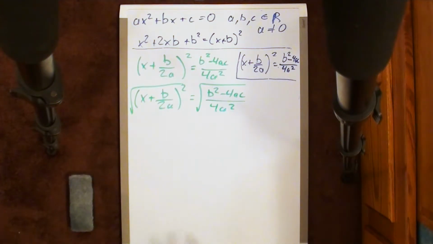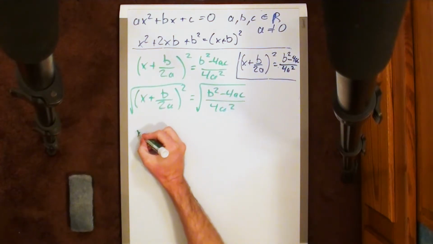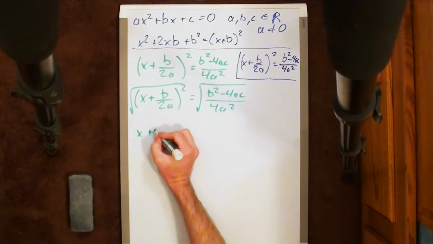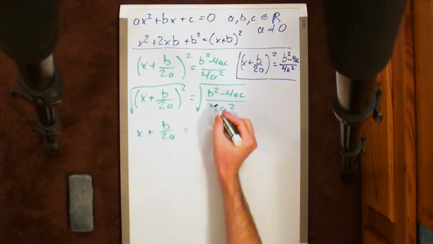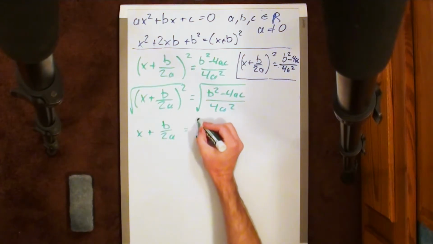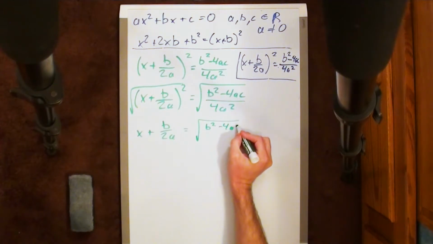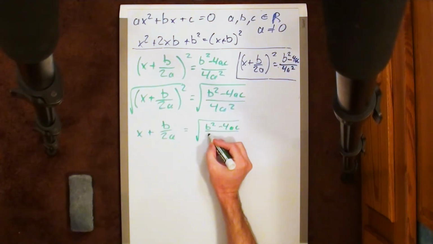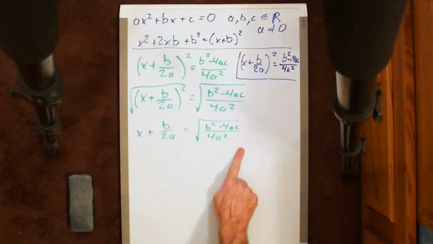Now, everybody knows that square roots cancel out exponents and vice versa. So basically, we are going to get this right here. This in return will equal x plus b over 2a equals this whole thing here, the square root of b squared minus 4ac over 4a squared. Okay? Now, we can move this over here.